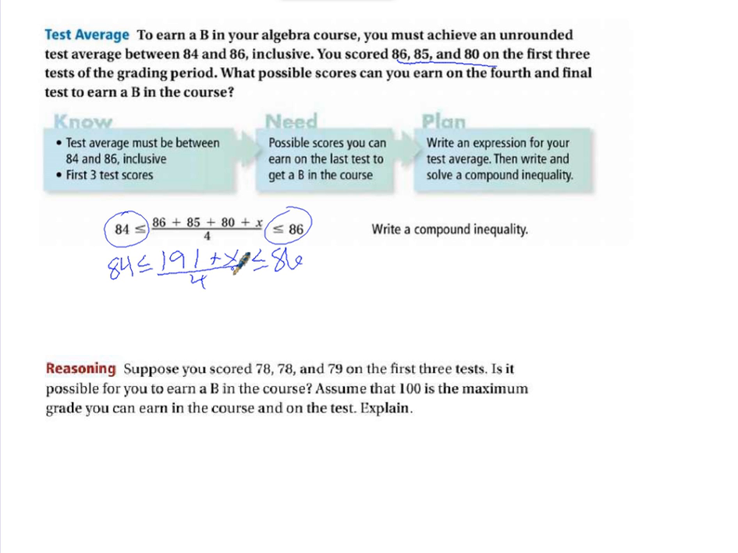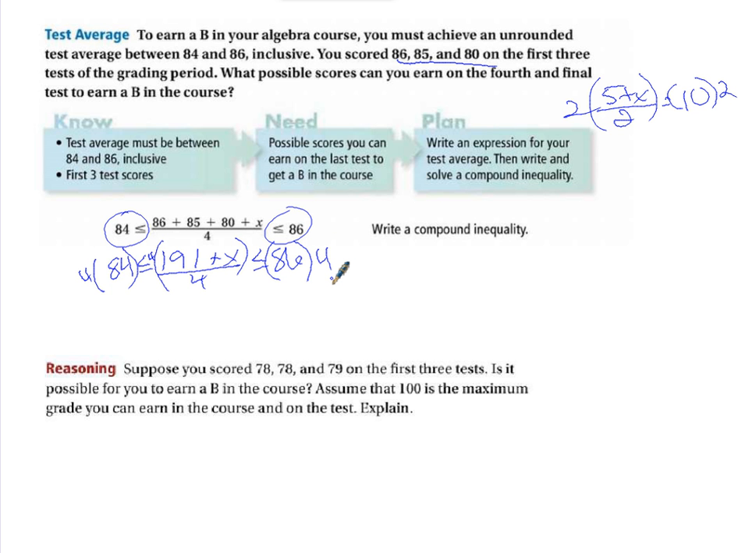Multiply all 3 parts by 4. Okay? So to show you why, if I had just like 5 plus X over 2 equals 10, what would be the first thing we'd do here to get X by itself? We'd multiply everything by 2. Okay? And then we'd have 5 plus X equals 20. Well, we're doing the same thing here, but we're going to multiply everything by 4. So this guy gets multiplied by 4. This guy gets multiplied by 4. This guy gets multiplied by 4.